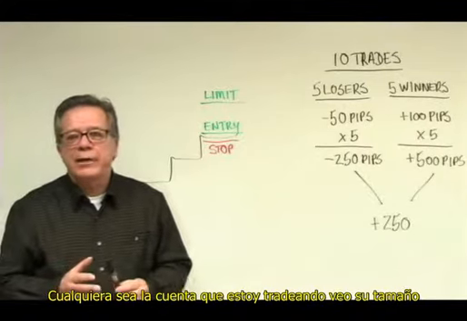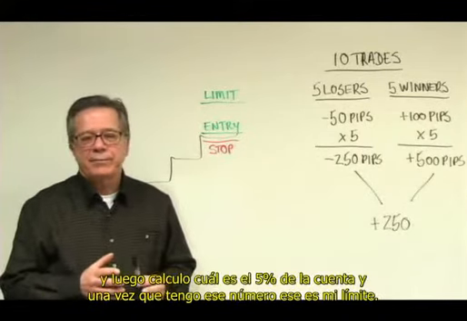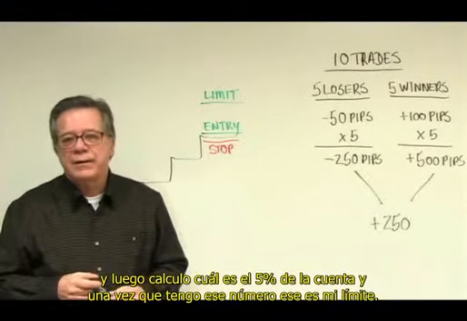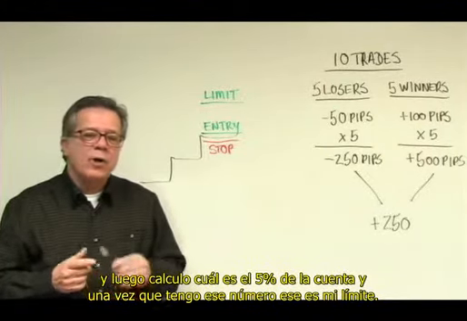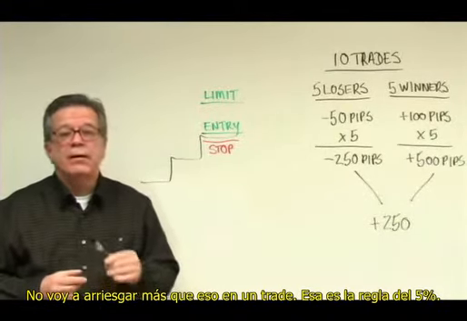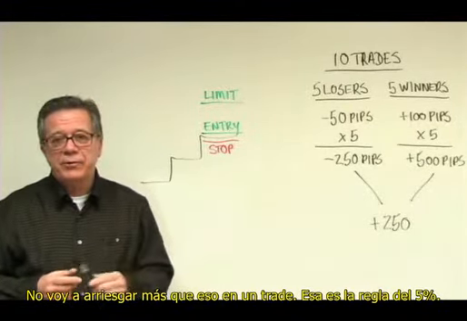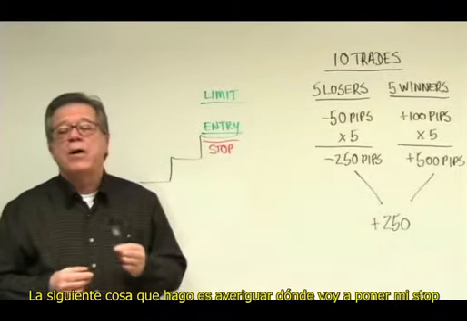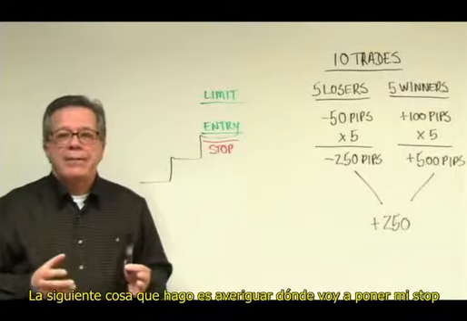Whatever account I'm trading, I take a look and see the size of that particular account. And then I figure out what 5% of the account size is. And once I arrive at that number, that's now my line in the sand. I'm not going to risk more than that on any particular trade. So the 5% rule. The next thing I do is determine where I'm going to place my stop and limit on a trade relative to my entry.